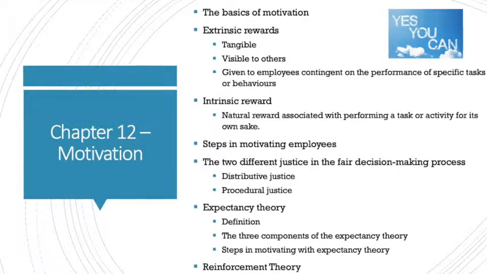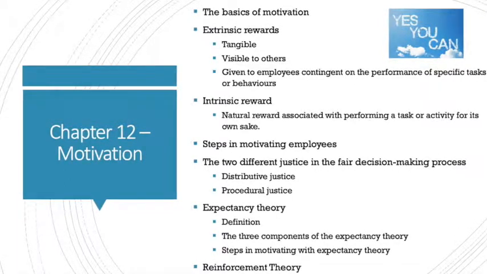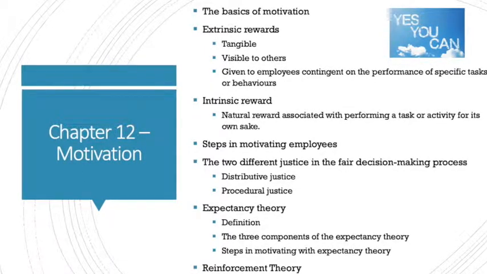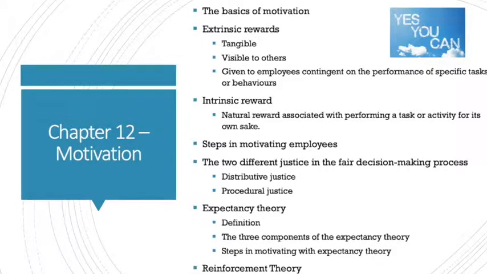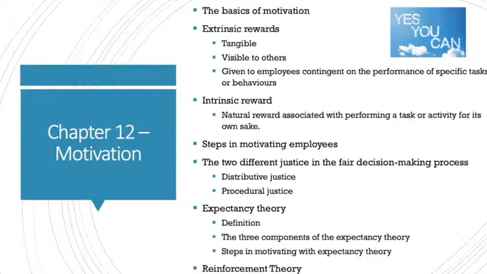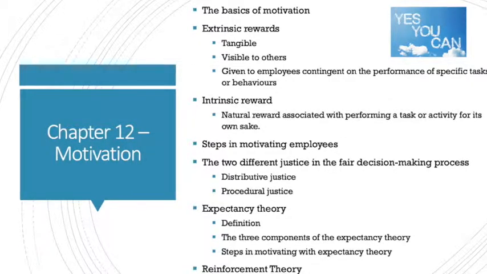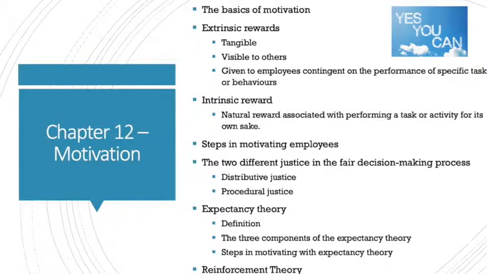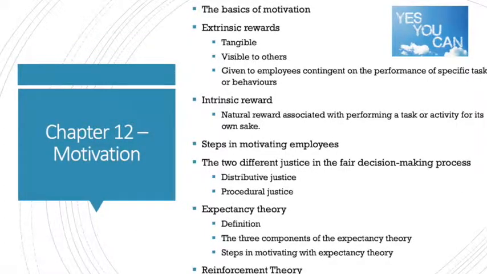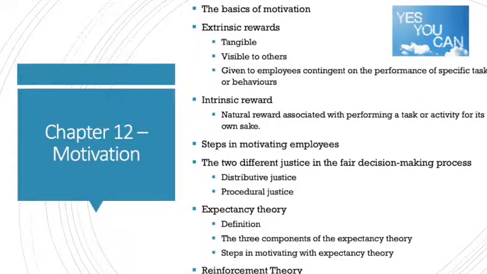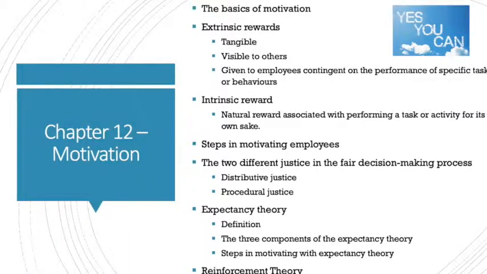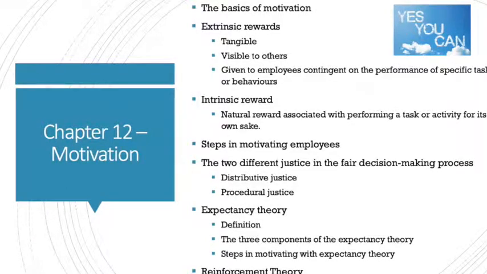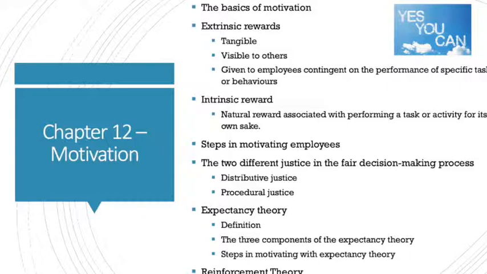Motivating employees also involves a couple of steps. The first one is to start by looking for and correcting major inequities. The second one is to reduce employees' inputs. And the third one is to make sure the decision-making process is fair. In the case of a fair decision-making process, there are 2 different justices. The distributive justice is the perceived degree to which outcomes and rewards are fairly distributed or allocated. The procedural justice is the perceived fairness of the process used to make reward allocation decisions.